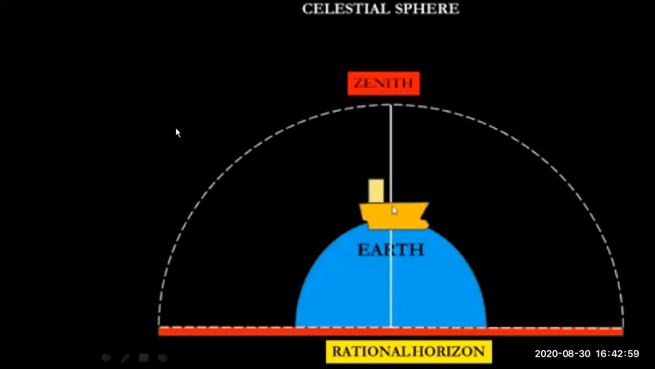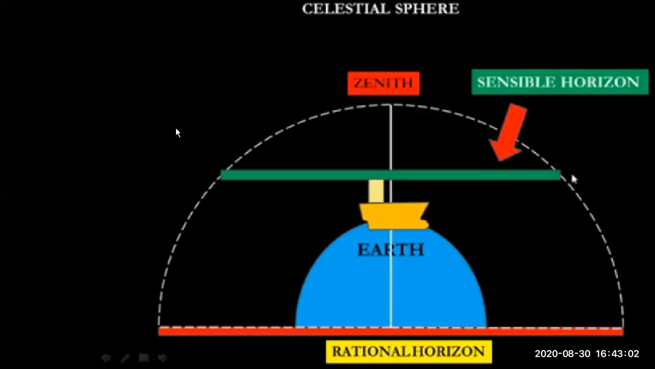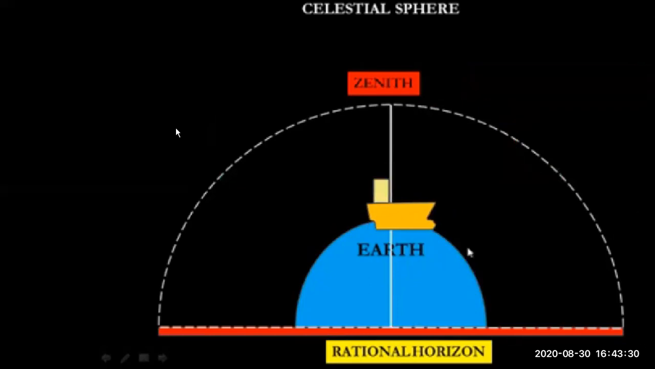So the sensible horizon is from the eye, and the sensible horizon is always passing through the observer's eye, and it is not passing through the center of the earth. So it is not a great circle, but it is a small circle. So the rational horizon is a great circle, and the sensible horizon is a small circle. So the visible horizon is nothing but the maximum an observer can see.